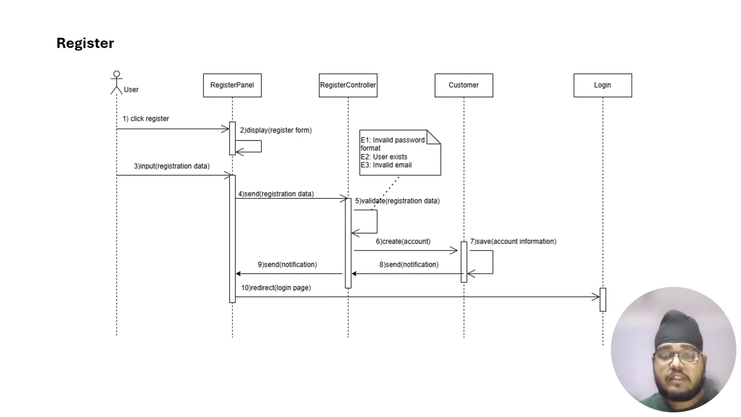So if the validation of the registration data is successful, we will create an account for the user, and the account of the user will be saved to the customer database. So after the data of the customer is saved into the database, it will send a notification from the customer to the registration controller, and the message will be displayed at the register panel, and then the user will be redirected to the login page to log in with their latest username and password.